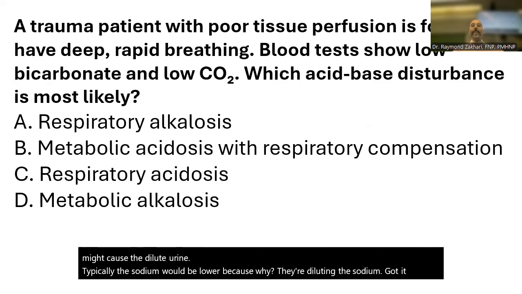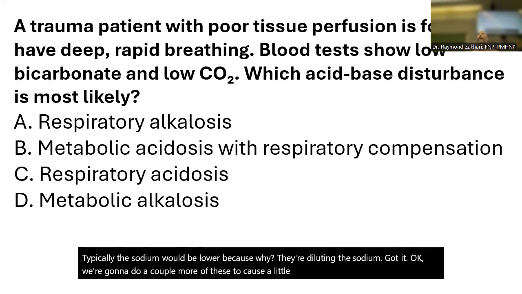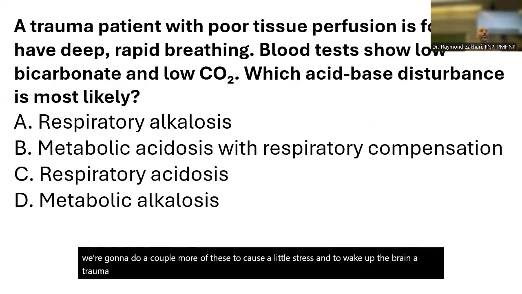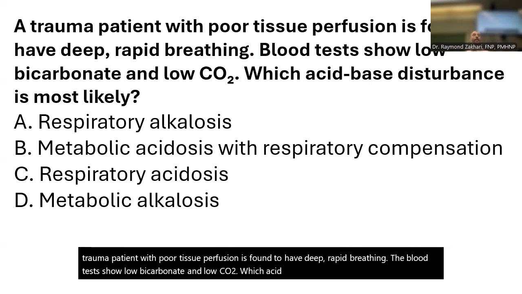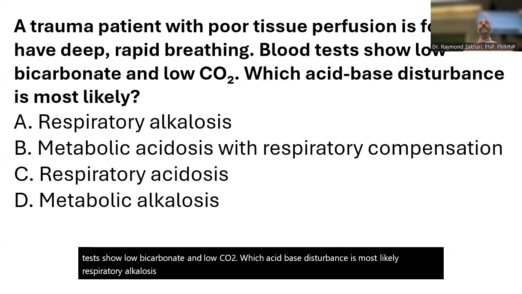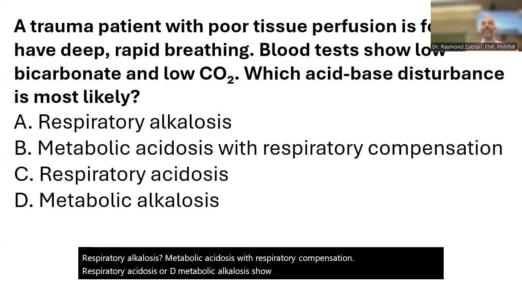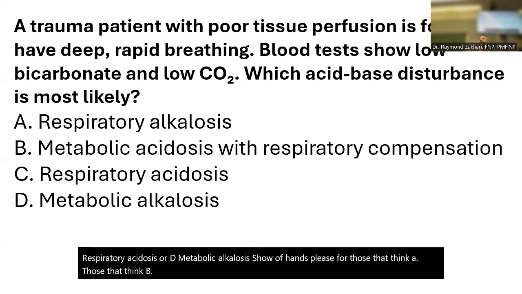Okay. We're going to do a couple more of these to cause a little stress and to wake up the brain. A trauma patient with poor tissue perfusion is found to have deep, rapid breathing. The blood tests show low bicarbonate and low CO2. Which acid-base disturbance is most likely? A, respiratory alkalosis, B, metabolic acidosis with respiratory compensation, C, respiratory acidosis, or D, metabolic alkalosis. Show of hands, please, for those that think A. Those that think B, C, D, we need to talk.